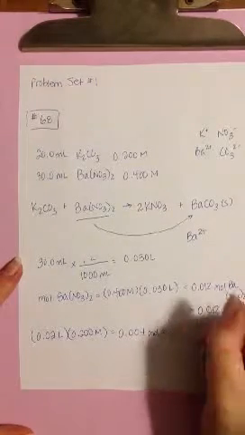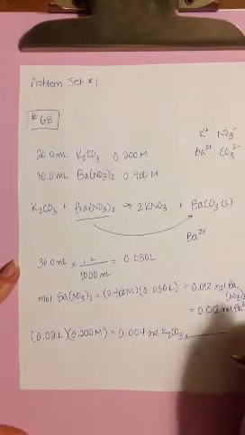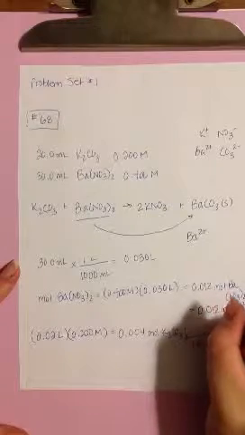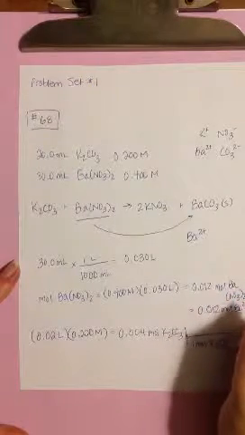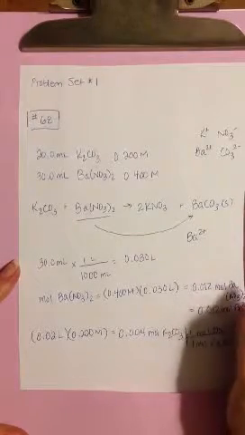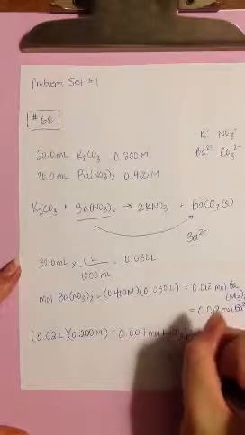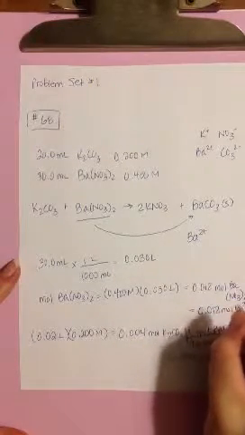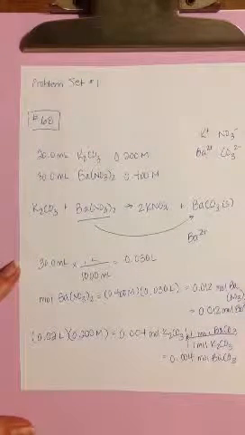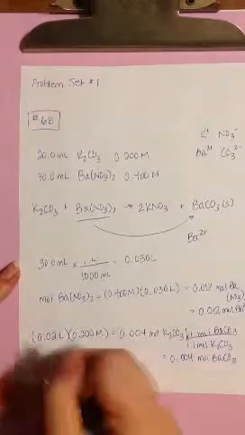And if I want to figure out how many moles of barium carbonate, I simply do my little T-chart. And I know from my balanced equation that I have 1 mole of potassium carbonate for every 1 mole of barium carbonate. So that gives me 0.004 moles of barium carbonate. Now I'm going to do the same thing with barium nitrate and see how much barium carbonate I can make to figure out which one's my limiting reactant.